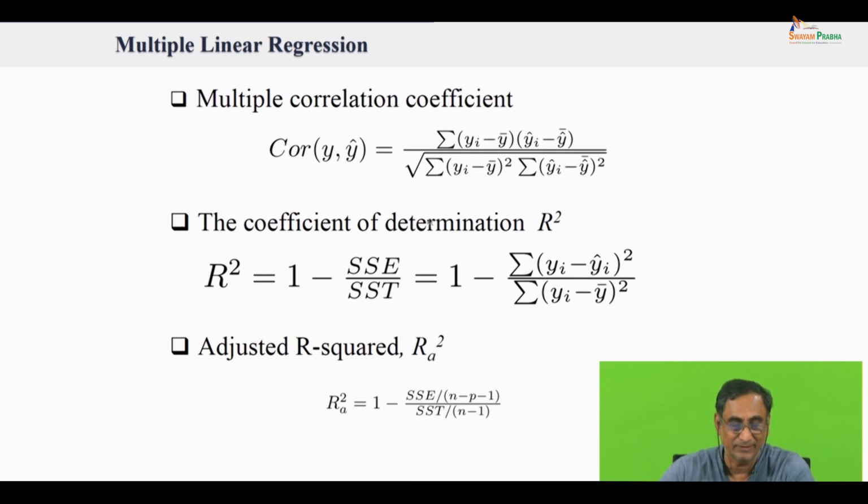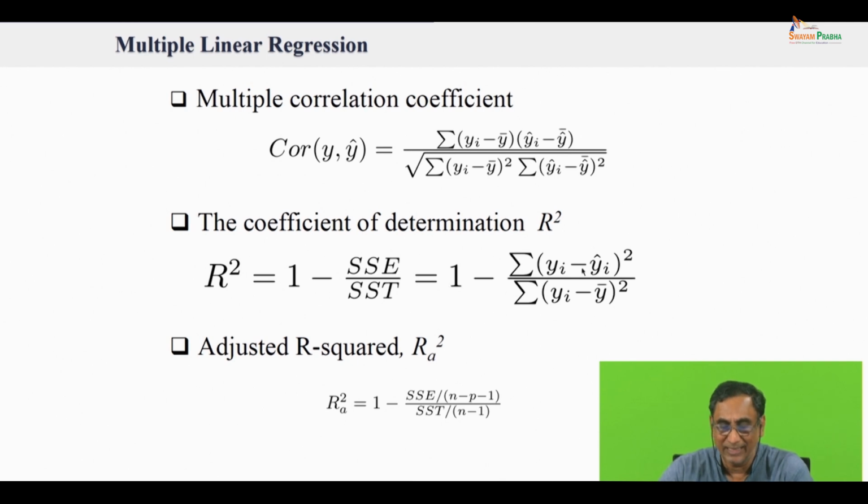We could also use the coefficient of determination, r squared, just as we did for the univariate case. We can compute r squared as 1 minus sum squared error by sum squared total, which is nothing but the numerator, yi minus yi hat, the residual squared, divided by yi minus y bar squared, which is the variance in y basically.